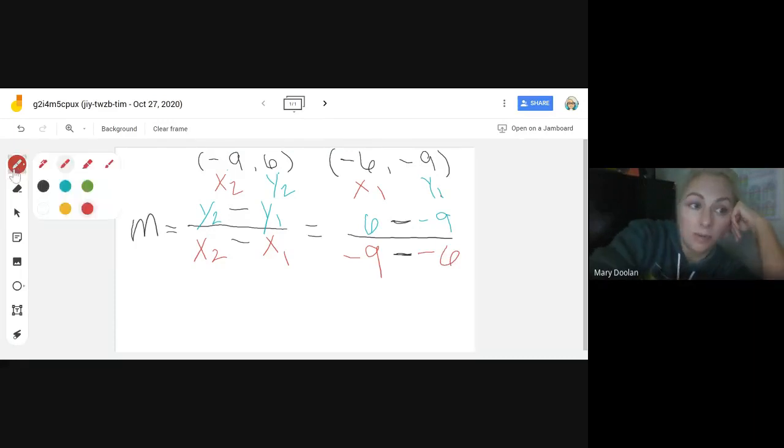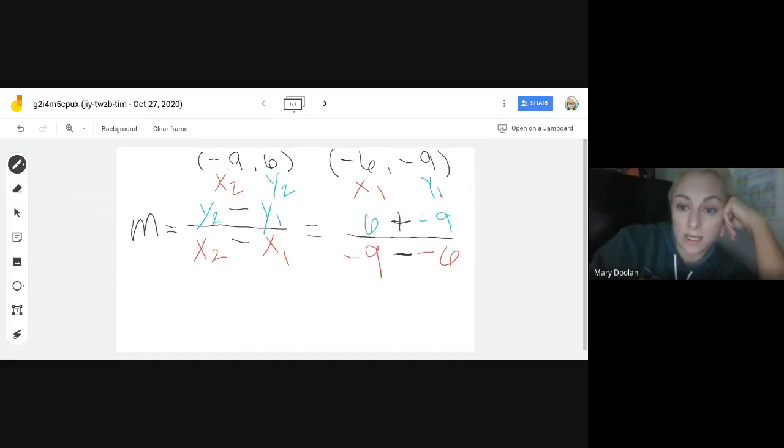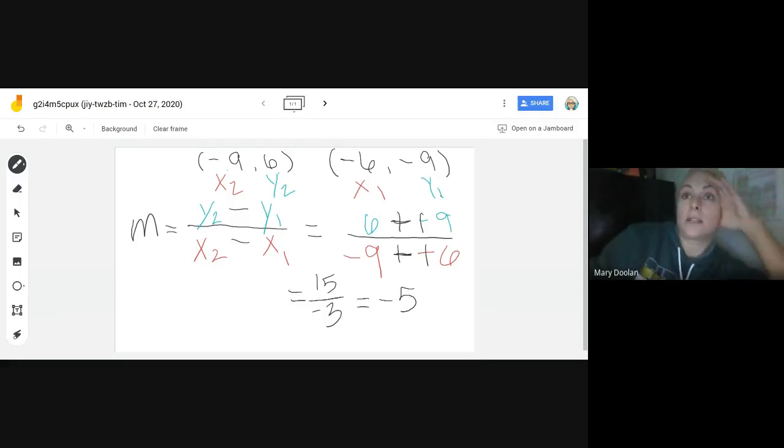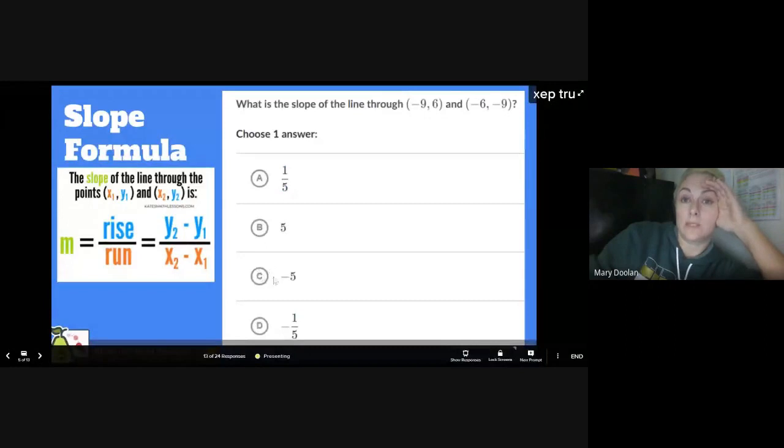All right, now when you have a subtraction sign next to a minus sign, it becomes adding the opposite. So it changes my value a little bit. And then to simplify this, 6 plus 9 is 15, and -9 plus 6 is -3. This simplifies to the integer -5. All right, so the correct answer back here was C. C was the correct answer of -5.